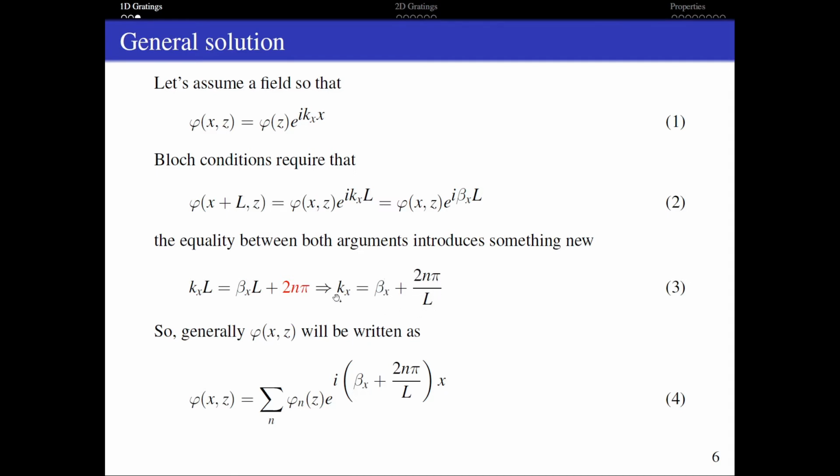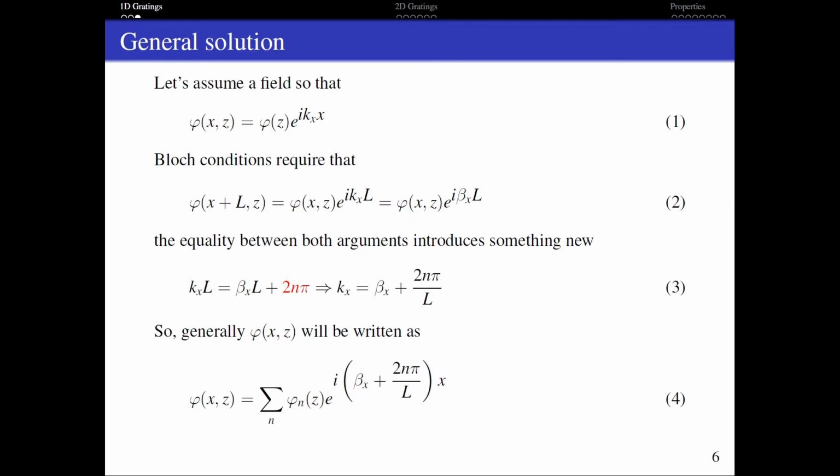That means the full field inside the problem can be written as a sum over all those terms, over n, and each of those terms is going to have its specific amplitude along z. And we can see here that basically the field inside the grating is going to be a Fourier series in itself, so it can be expanded into a Fourier series.